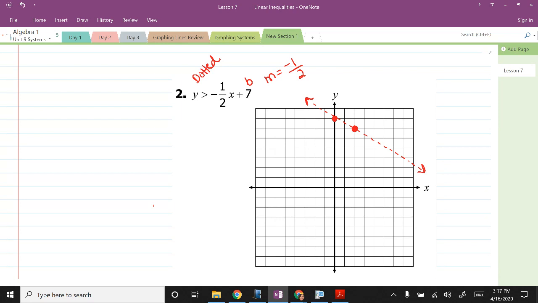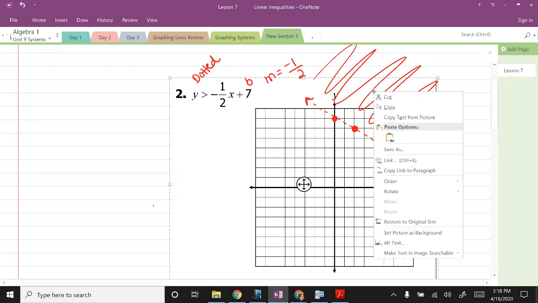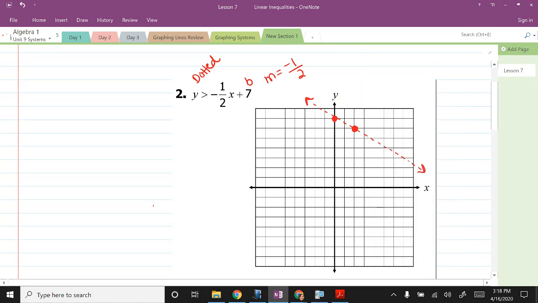Now, that line is actually a boundary line. It has separated this coordinate plane into 2 regions called half planes. So there's a half plane up here above the dotted line. And then there's also a half plane down here.